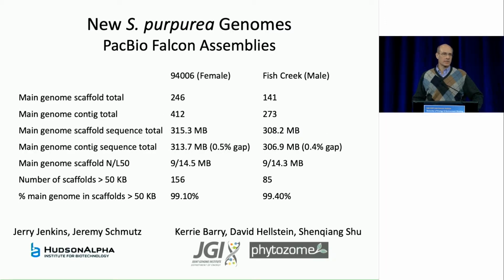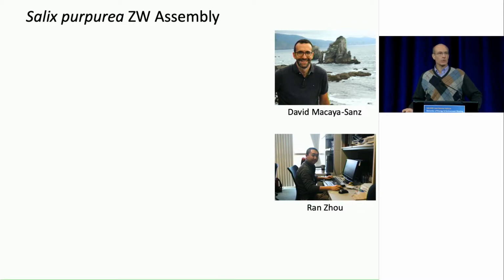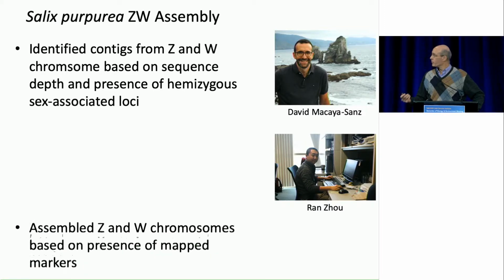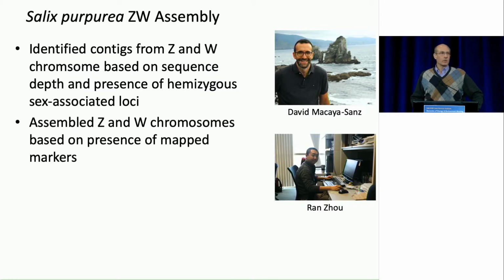So through the community sequencing program, in collaboration with Jeremy and Jerry at HudsonAlpha, we developed a couple of willow genomes, a male and a female, with very high contiguity. And then my group used genetic mapping and also analysis of the depth of resequencing data in males and females to identify the Z and W pieces of that largely phased assembly, and then map those to a genetic map, and we're able to regenerate Z and W chromosomes separately.